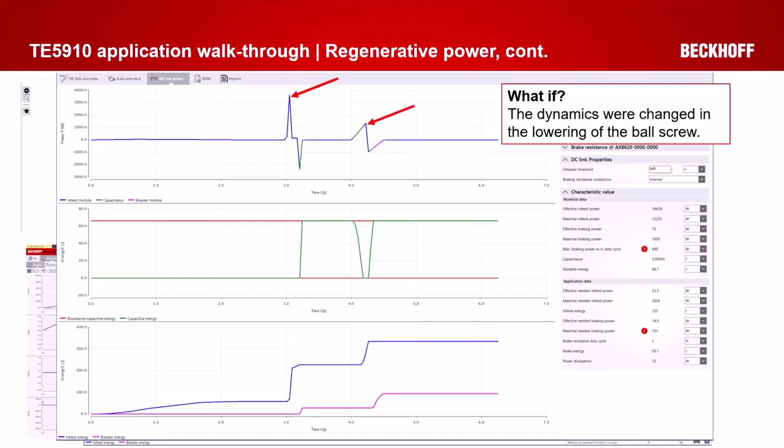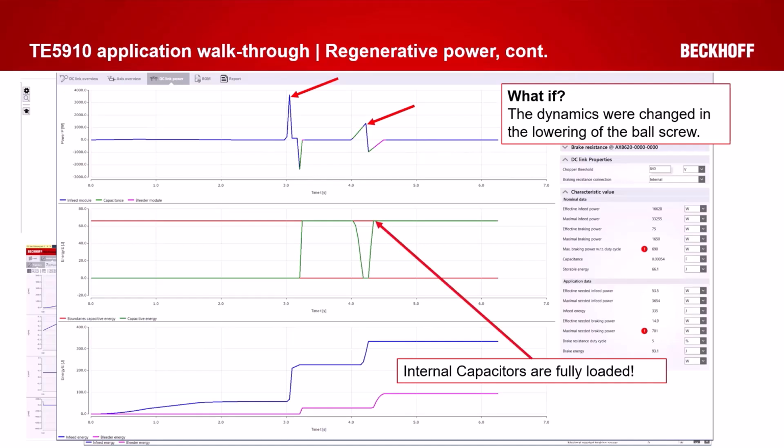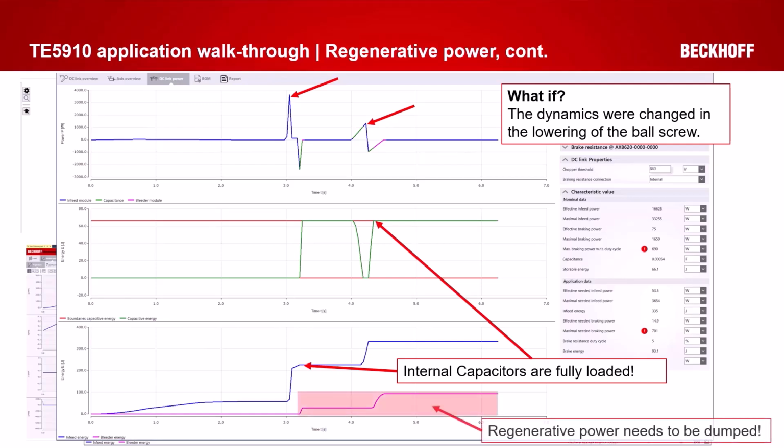So what is that regenerative power doing? Well, the internal capacitors are being fully loaded. In Motion Designer, we can see that here, and we can see that here. And what we can also see in this area is that the regenerative power needs to be dumped. In addition to this notification on the charts, you can also see the exclamation points here saying there's not enough power in the system. So how do we address this?